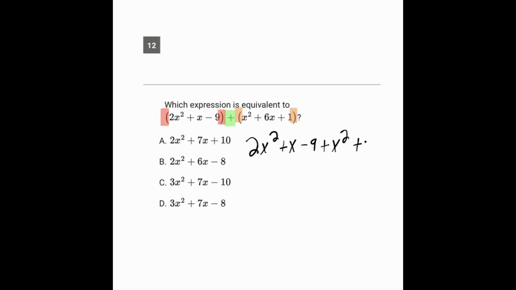And from there, what we'll need to do is combine some like terms. So 2x squared plus x squared is 3x squared. x plus 6x is 7x. And negative 9 plus 1 is negative 8. So we have 3x squared plus 7x minus 8, which is D.